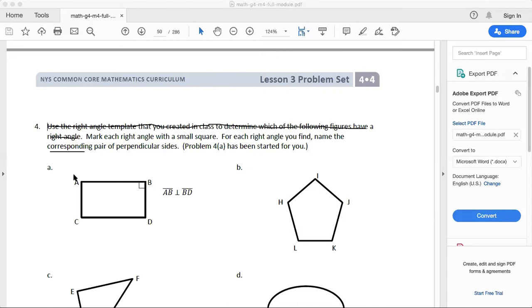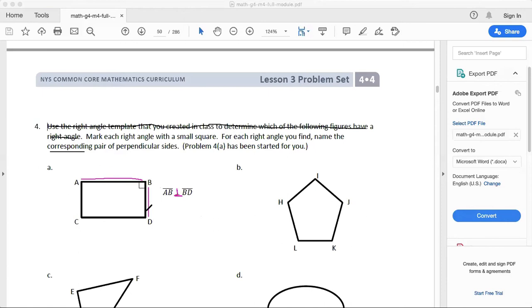I'm going to use pink to show you. Here we have 4A. So they started that and showed us that line segment AB is perpendicular to line segment BD. And that's true. Remember Duane in his video, he explained that this upside down T means perpendicular to. That's just a symbol that we use. Now let's go all the way across.